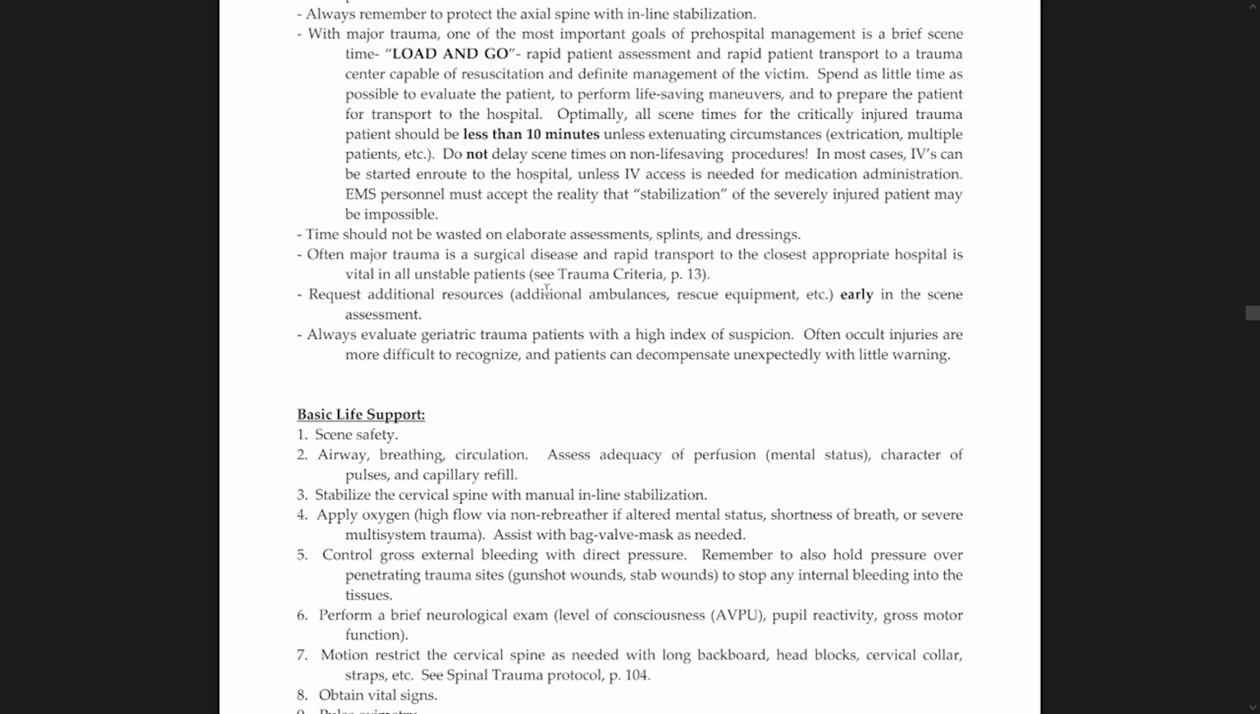Request additional resources, additional ambulances, rescue equipment, etc. early in the scene assessment. Always evaluate geriatric trauma patients with a high index of suspicion. Often, occult injuries are more difficult to recognize and patients can decompensate unexpectedly with little warning.